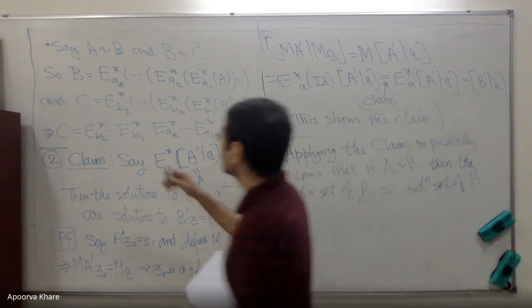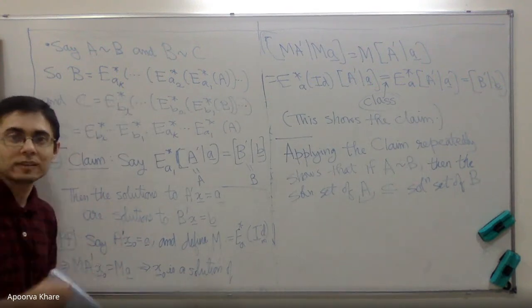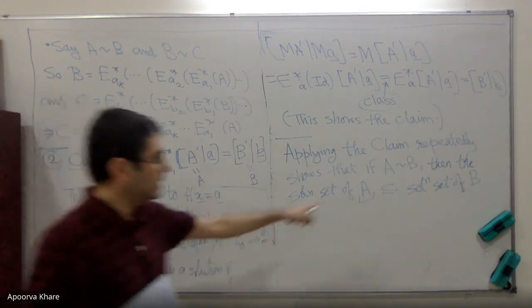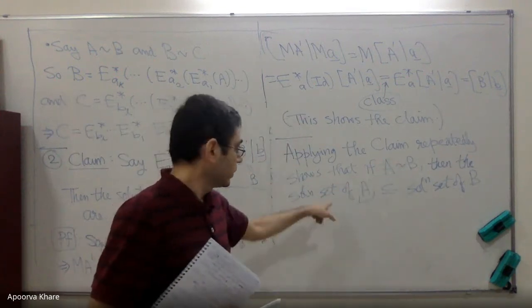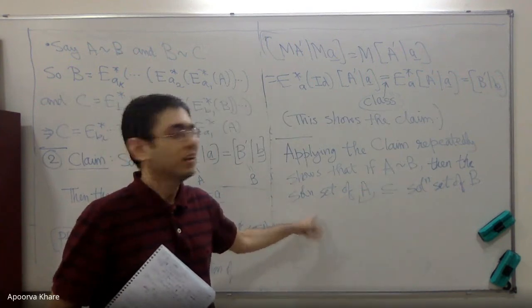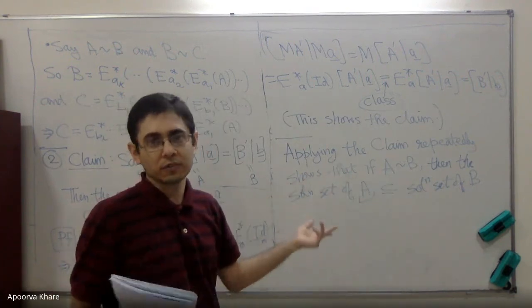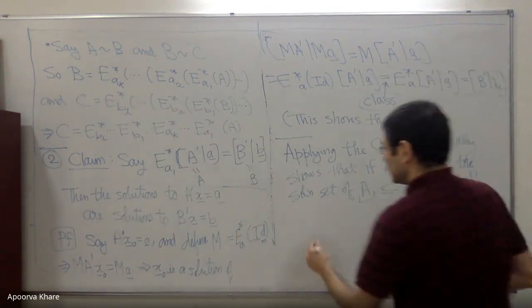And now here is where I use part 1. The point is, rho equivalence is an equivalence relation. So if A is rho equivalent to B, then B is also rho equivalent to A. In particular, the solution set of B is contained in the solution set of A. And so we have containment both ways, and therefore they are equal. Okay, so that's how we proceed.